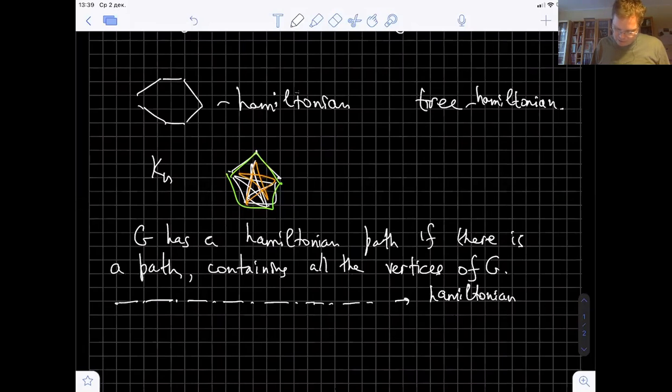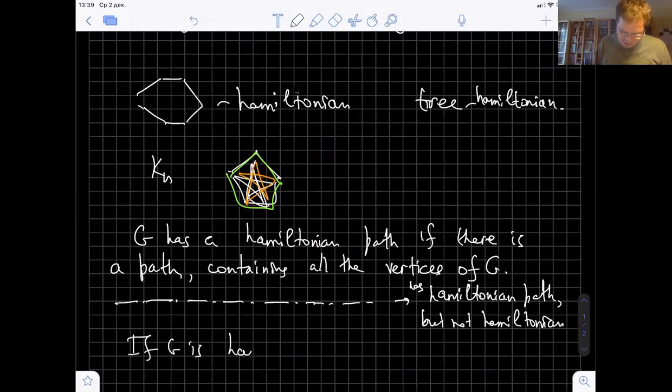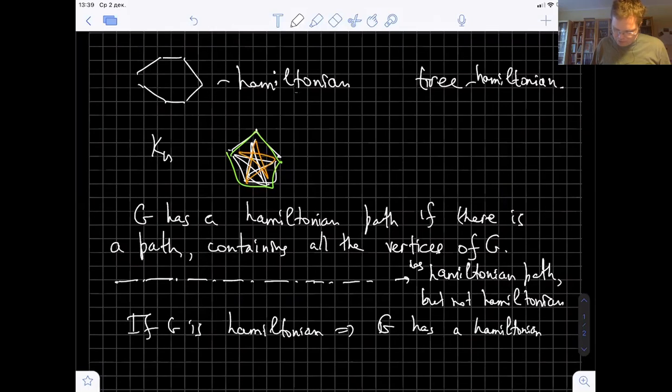A graph may have a Hamiltonian path but not be Hamiltonian. And if G is Hamiltonian, then G has a Hamiltonian path.